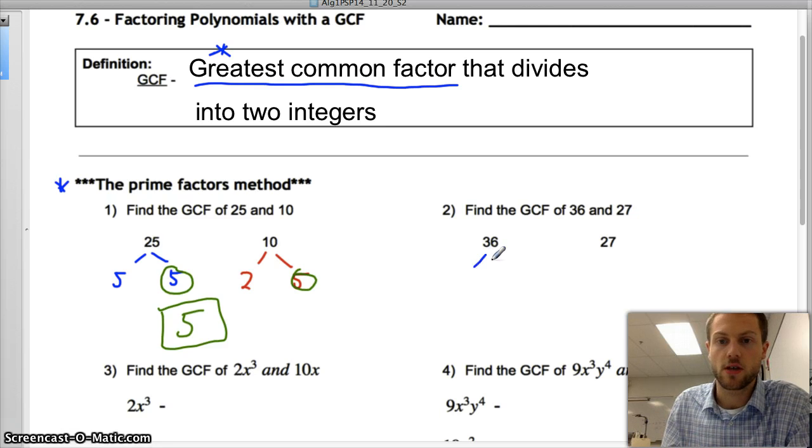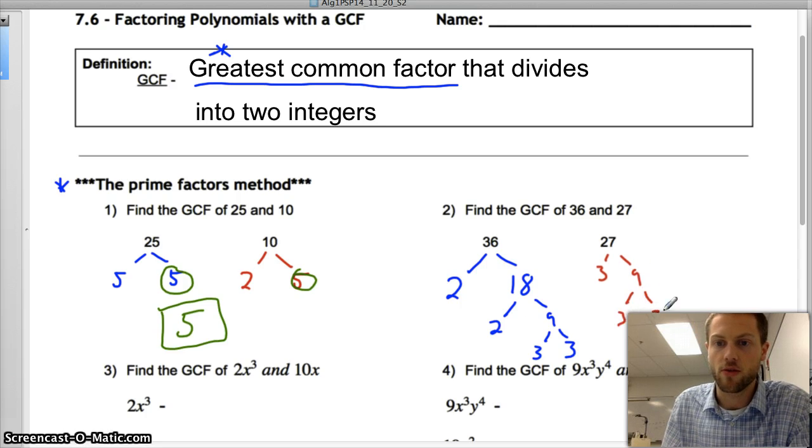Okay, so 36, when we break this into 2, I like to divide it by 2, and then what we have left is 18. I'll break 18 into 2 and 9. I'll break 9 into 3 and 3. And then 27, let's break down into 3 and 9. And 9 will break down into 3 and 3.